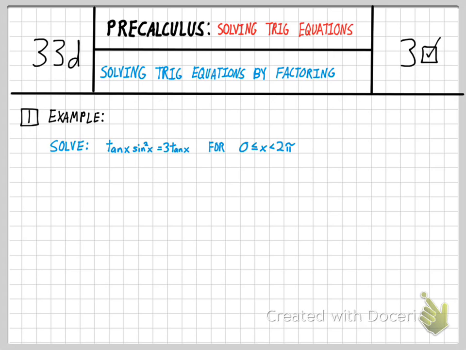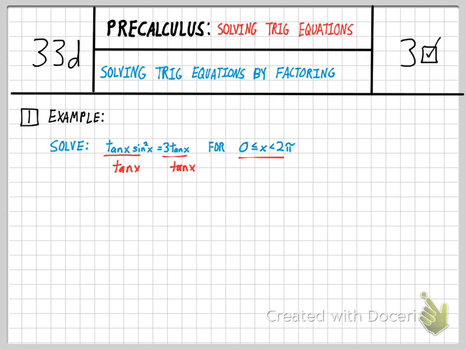Tangent of x times sine squared x equals 3 tangent of x is our problem. And again, our goal is to solve, which is what x angles in the region from 0 to 2 pi are solutions to this. So what a lot of people want to do is divide both sides by tangent. And that's a very common instinct to have. It makes a lot of sense. But it's actually an incorrect thing to do. So you want to make sure you don't do this.